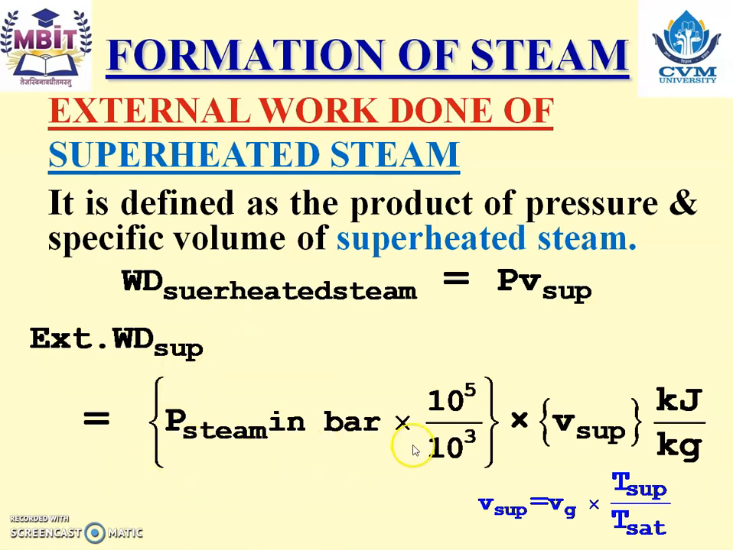Pressure of steam in bar multiplied by 10 raised to 5 divided by 10 raised to 3, multiplied by specific volume of superheated steam. Now how can we calculate the specific volume of superheated steam? Again using this equation: V sup is equal to Vg multiplied by T sup by T set. Vg and T set can be taken from the steam table, and T sup is given in the numerical.